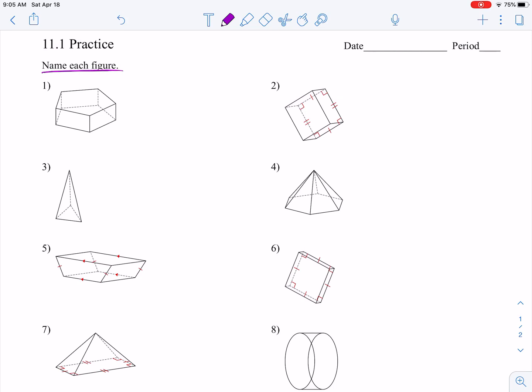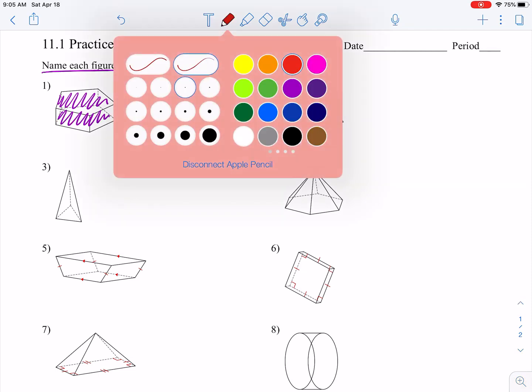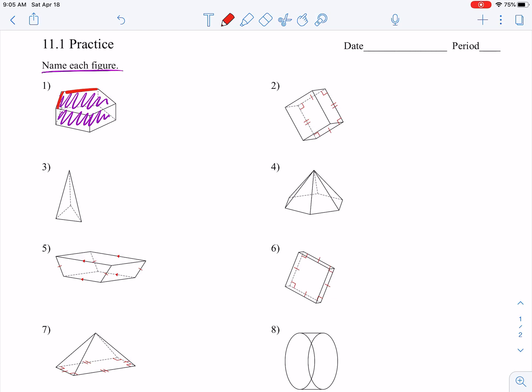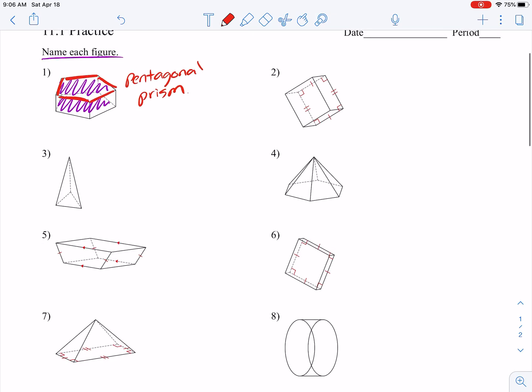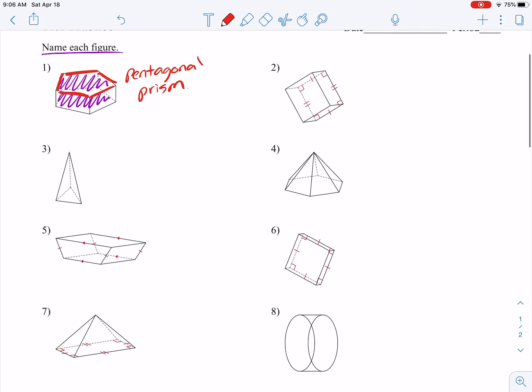But for number 1, two bases tell you that this is a prism. And when the two bases have side lengths 1, 2, 3, 4, 5, we would call this a pentagonal prism. Okay, that's all you're doing for these, just naming each solid. So why don't you pause the video, go ahead and finish naming each of these solids, and I'll put the answers up when you're done.